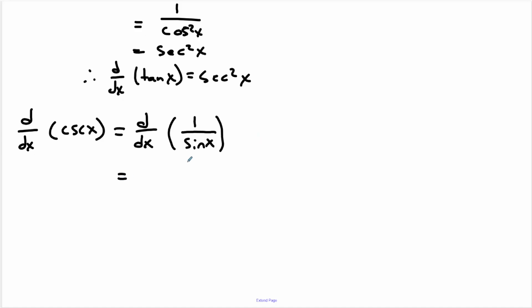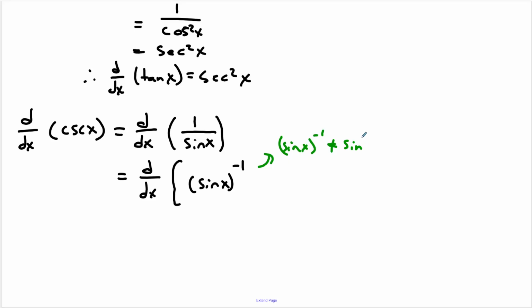So now we can actually use our power rule here, and how we can use our power rule is we can say that this is the same as d dx, and I'm going to just use brackets here, of sine of x to the negative first power. Note that sine of x to the negative first power is not the same as sine inverse of x. These are not equal to each other.